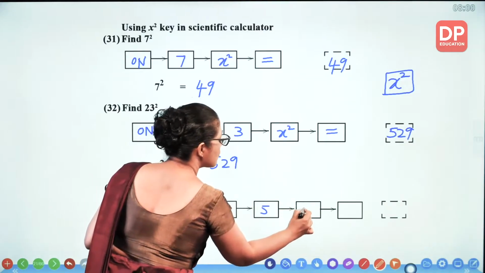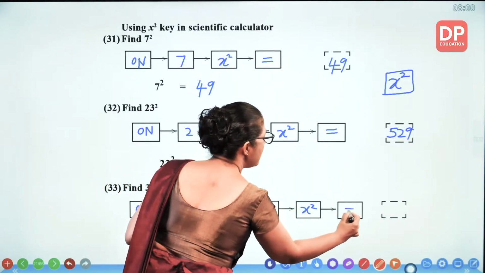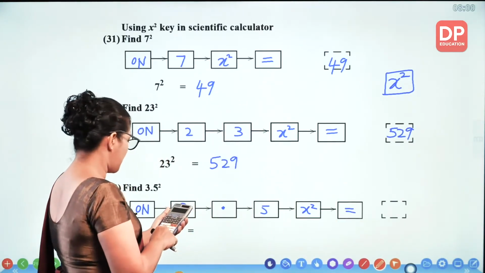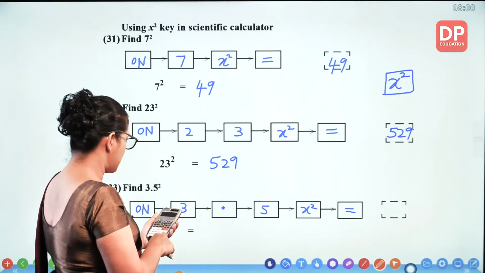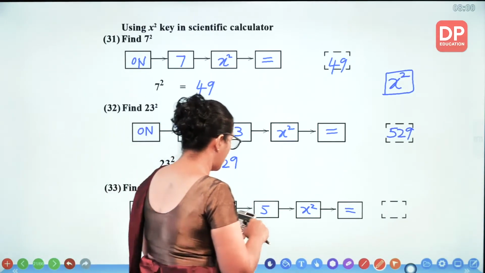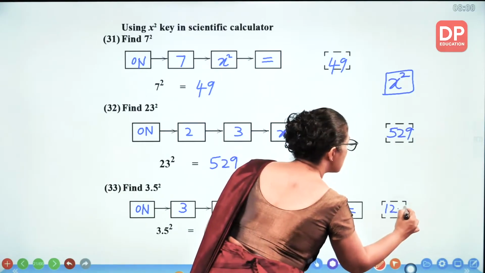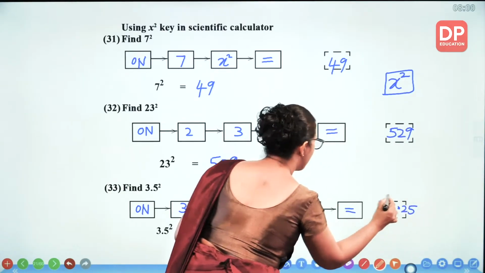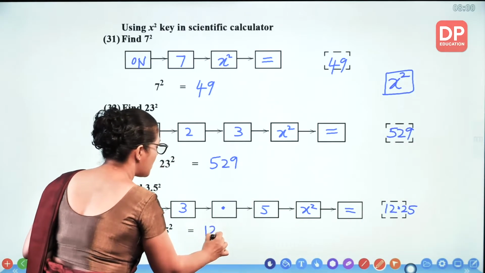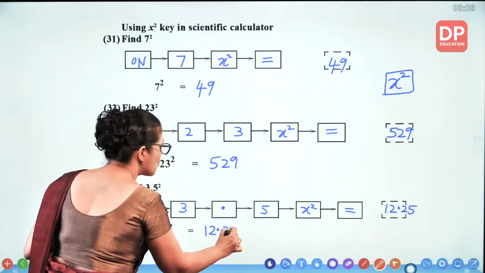This one: switch on, 3.5 square button and equal sign. 3.5 square button equal, you get 12.25. So the answer is 12.25.